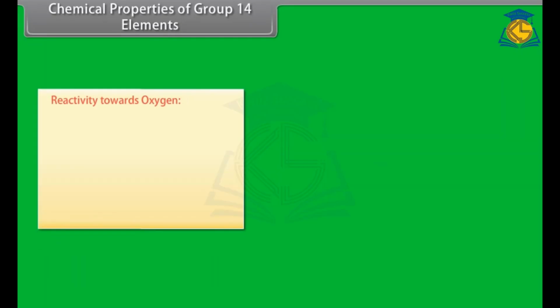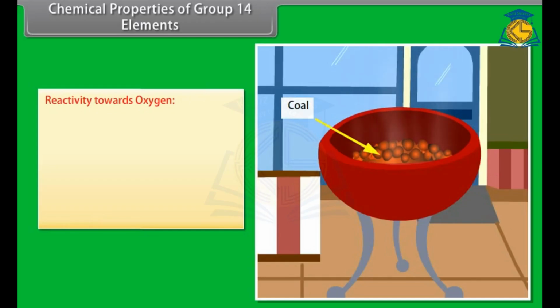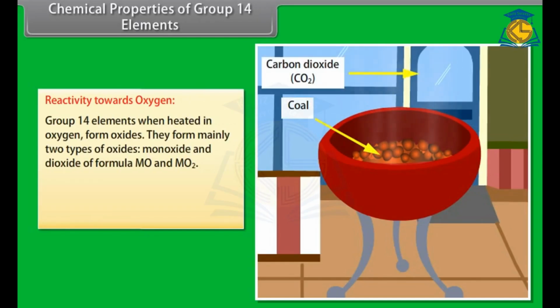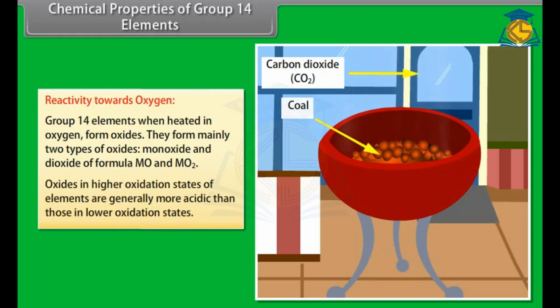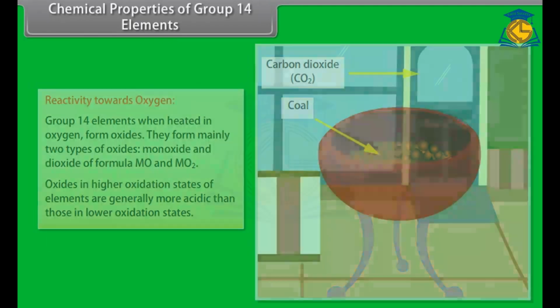Chemical properties of Group 14 elements. Reactivity towards oxygen. Group 14 elements, when heated in oxygen, form oxides. They form mainly two types of oxides, monoxide and dioxide, of formula MO and MO2. Oxides in higher oxidation states of elements are generally more acidic than those in lower oxidation states.